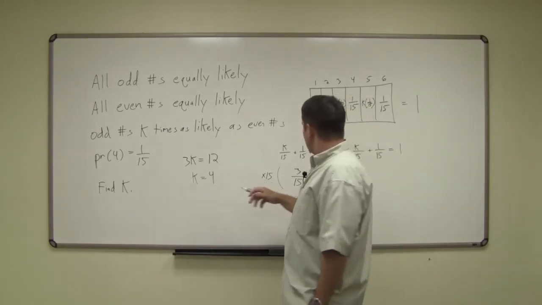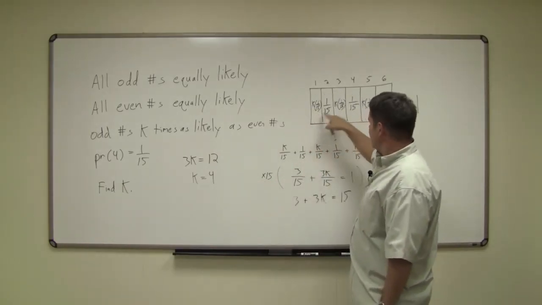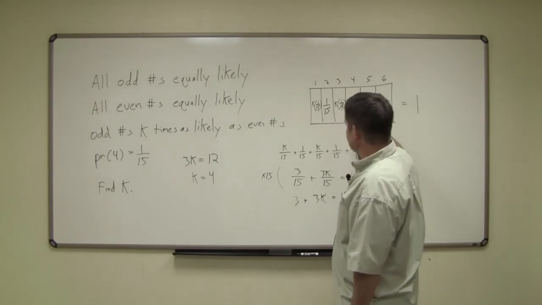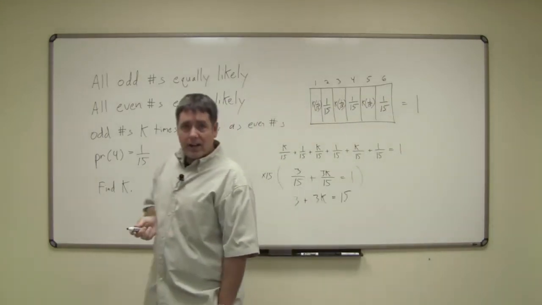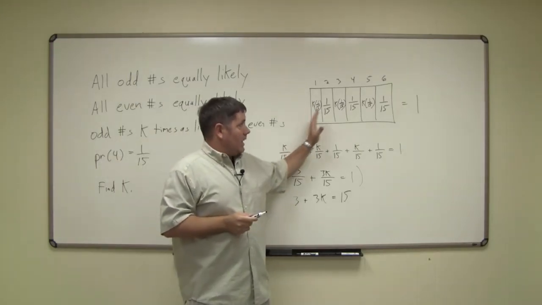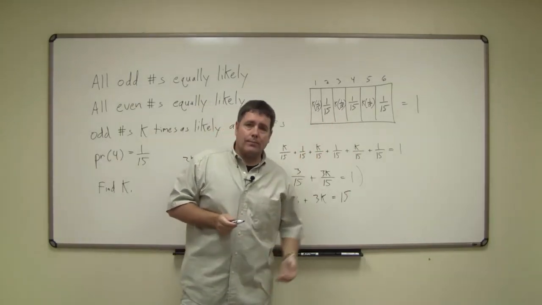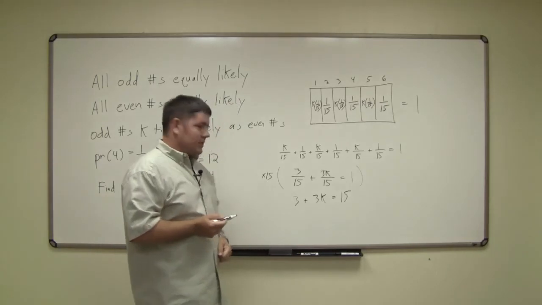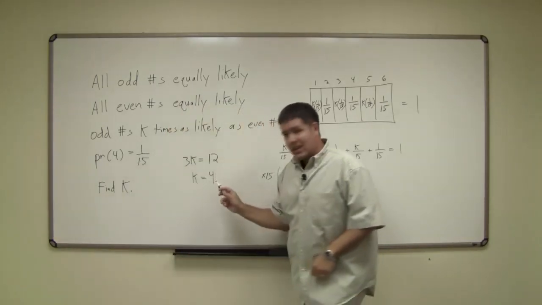And so if k is 4, that would mean that this was 4 out of 15, that was 4 out of 15, that was 4 out of 15. You can check your answer. If you use k equals 4, adding up everything in the box does give you 1. So we have a correct answer. That correct answer here is k equals 4.